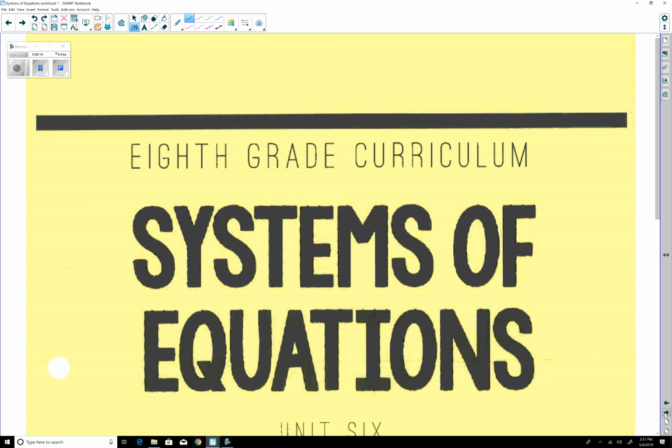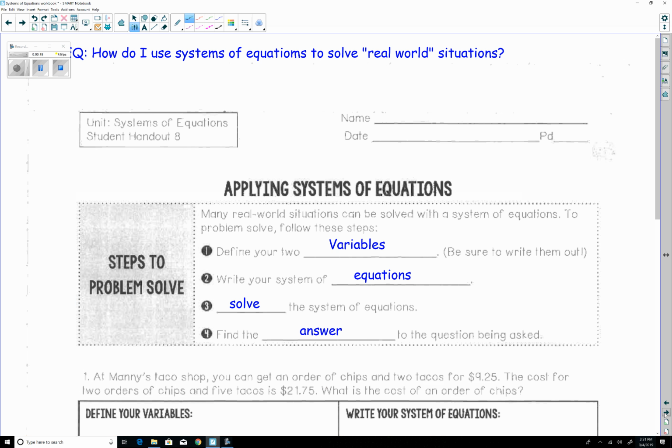So we're going to be doing some application problems, which is the same thing as story problems. So please open to this page, which should be on or about page 38, and add the EQ at the top. How do I use systems of equations to solve real-world situations?